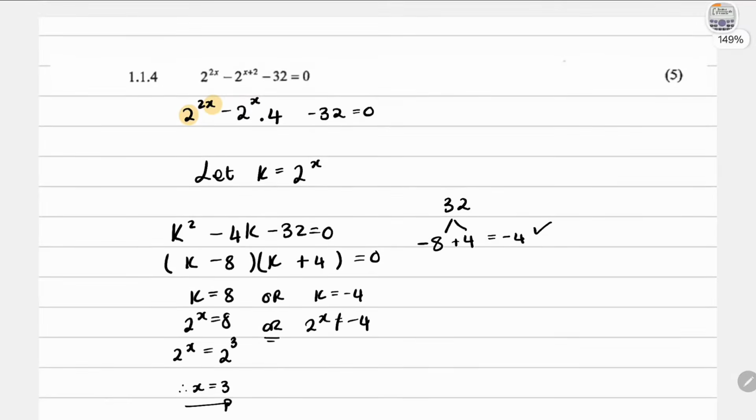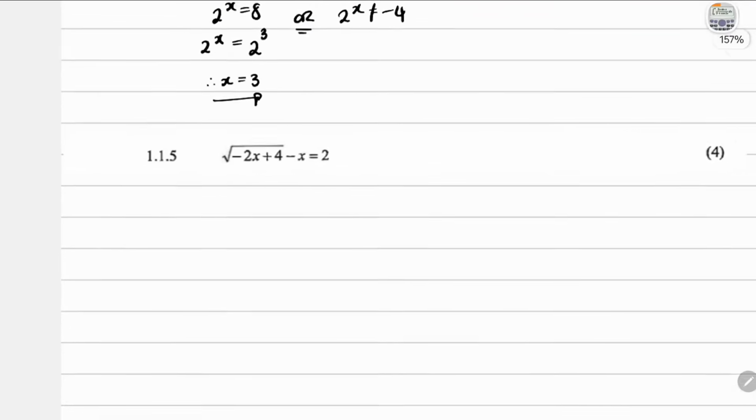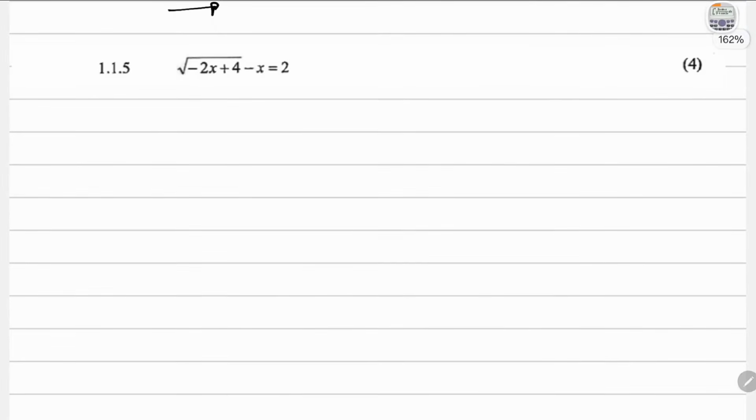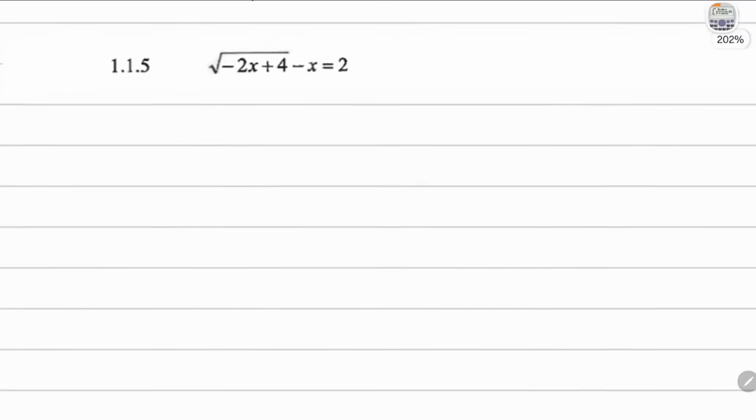Okay, so that is it for 1.1.4. Moving on to the next question. The next question, 1.1.5, is an equation with surds. Okay, you guys know the drill with equations with surds.